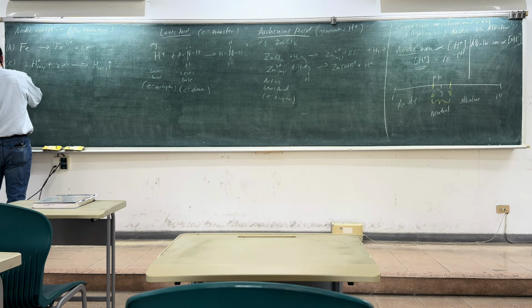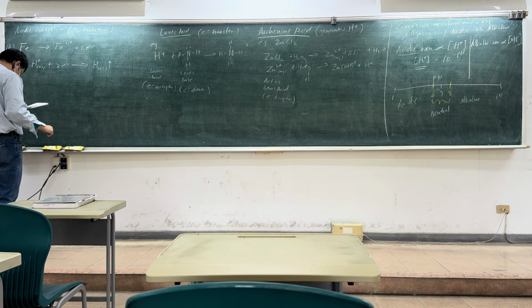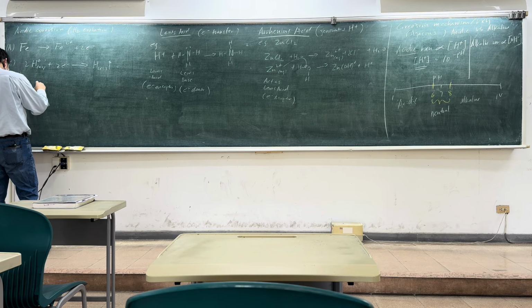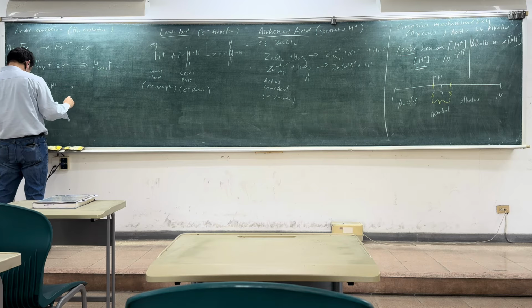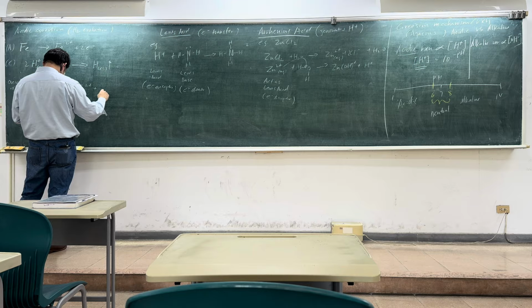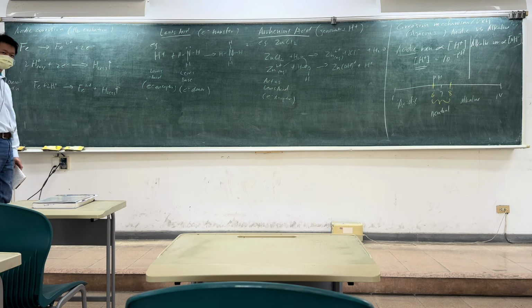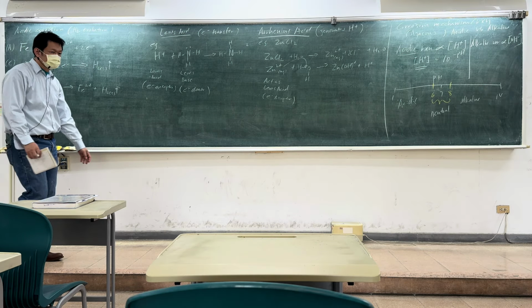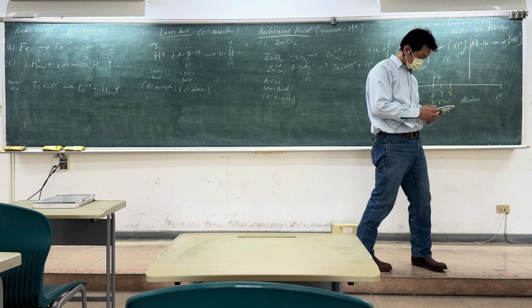Okay? And the overall reaction is Fe plus 2H+ goes to Fe2+ plus H2. So this is the overall reaction. This is an example of the acidic corrosion of iron.